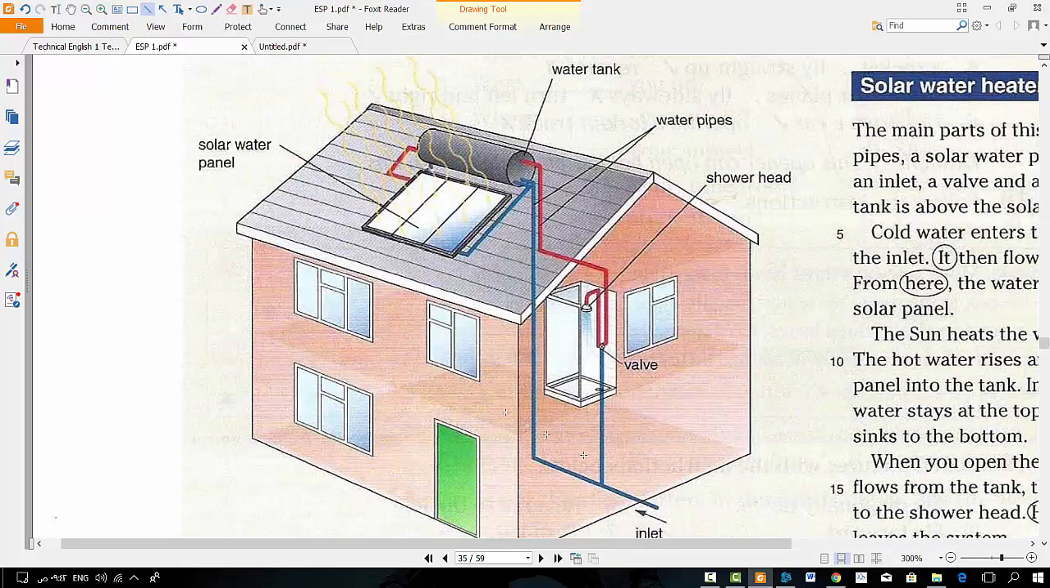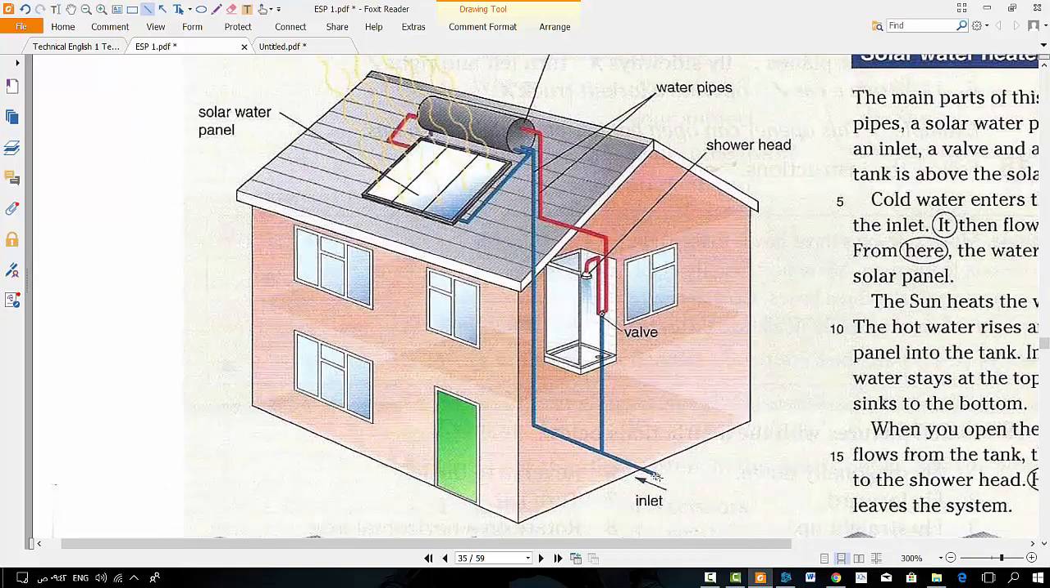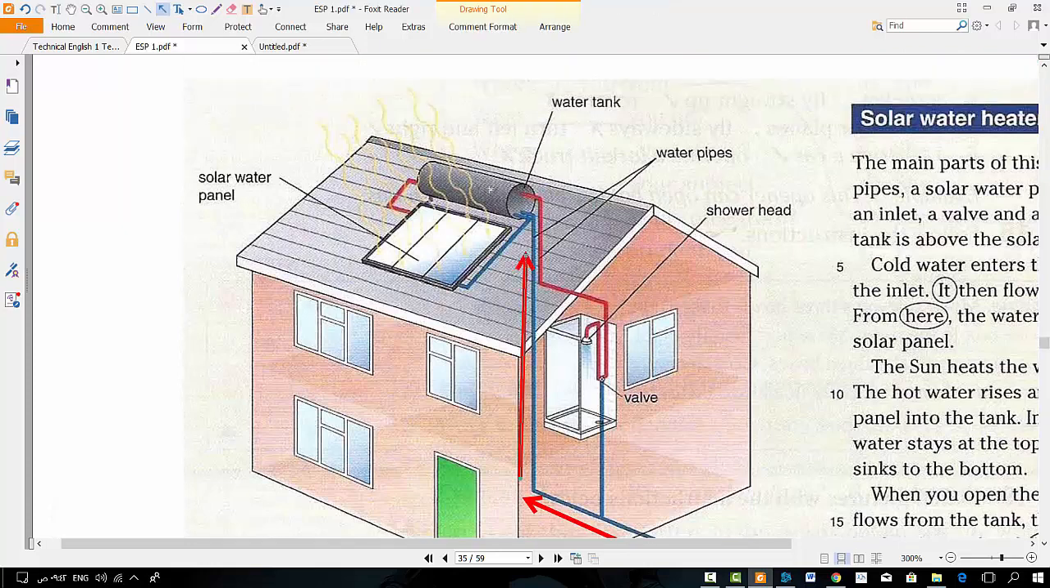Look at the picture. This is the inlet. المدخل. Water enters the system through the inlet. It flows this way. It goes up to the water tank. This is the water tank. خزان الماء. It goes to the water tank, and from the water tank it flows to this.